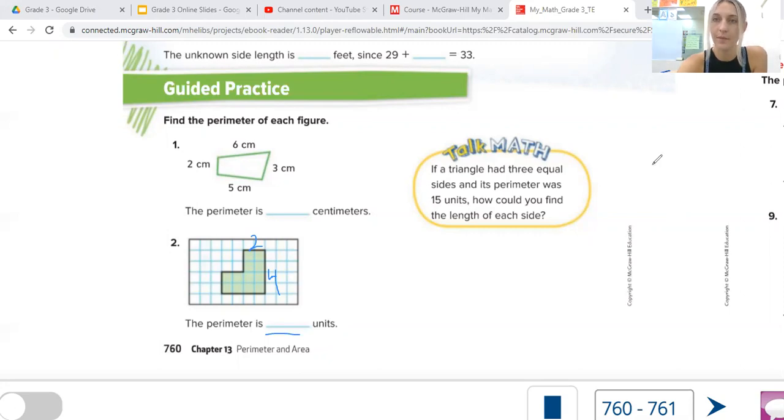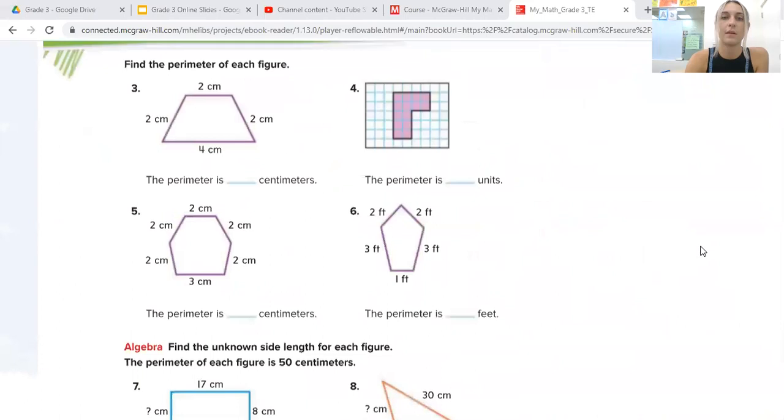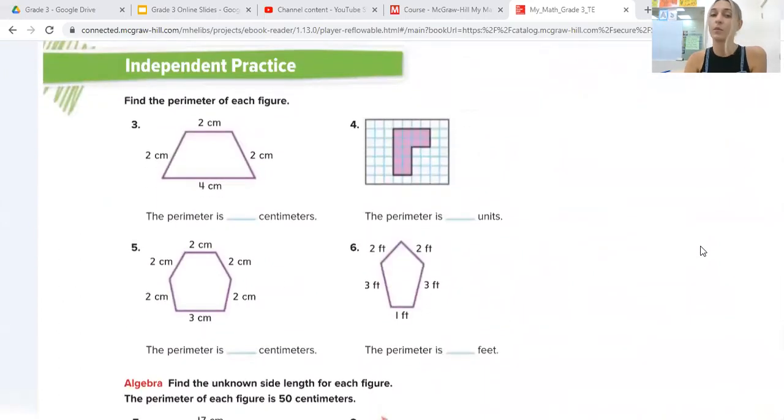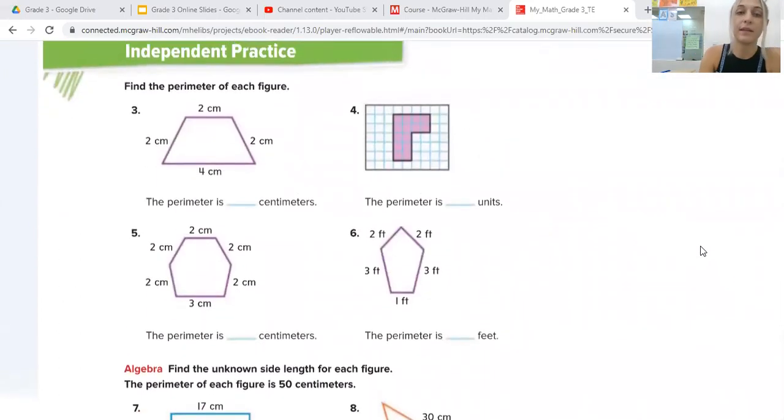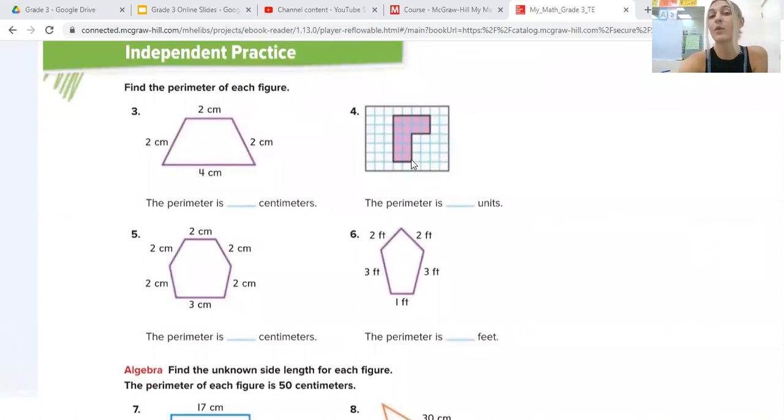Okay. More pages. Here, we're still going, finding the perimeter. They either give you all the side lengths or you need to count the unit squares. They already have the label for you, so you just need to add it all up and put your answers in the blanks. For 3 through 6.